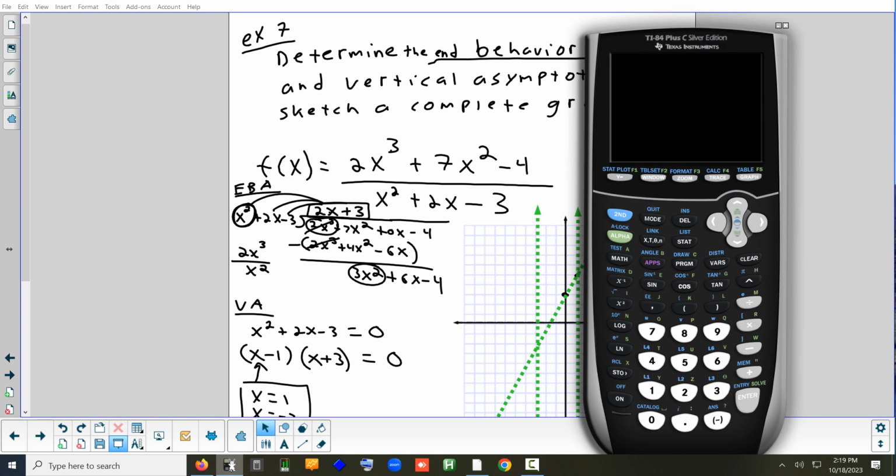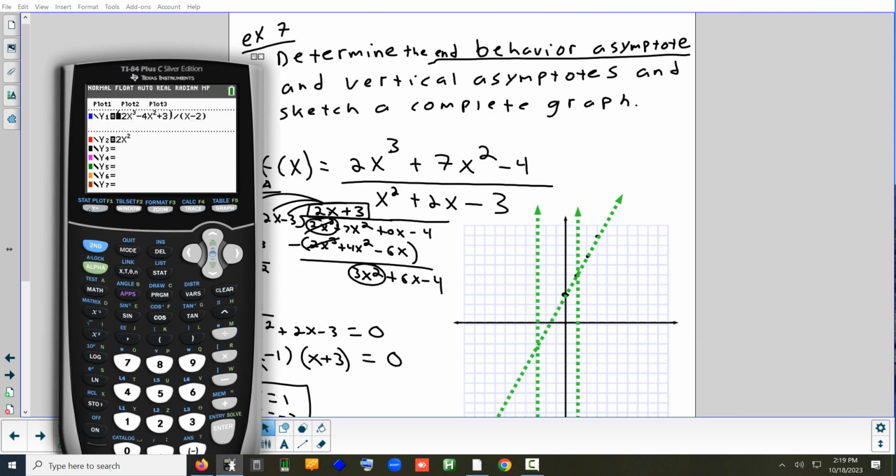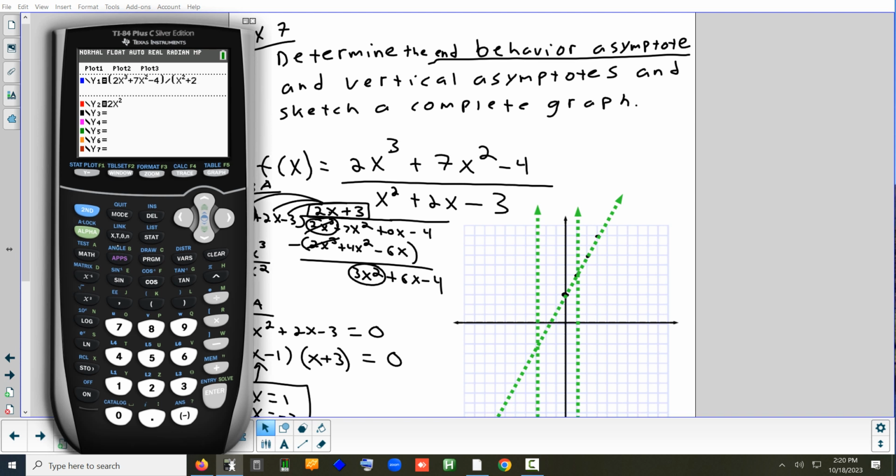All right, when I type that in, what symbol should I use to make sure the calculator does it correctly? Yeah, parentheses. You got to put it in parentheses. So 2x cubed plus 7x squared minus 4, and then divide by x squared plus 2x minus 3.